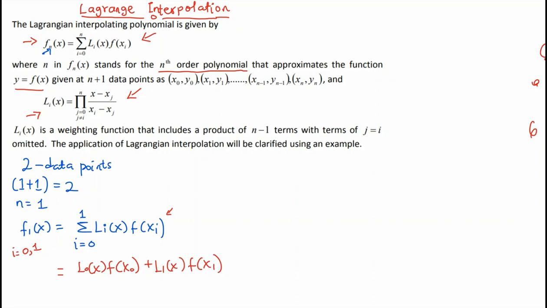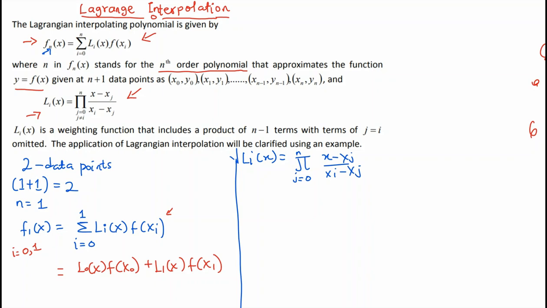At this point, all you have to do is find the weighing function. We are going to have two weighing functions here, L0 of x and L1 of x. Let's write down the general form of the weighing function, Li of x, which is equal to the product of x minus xj over xi minus xj, where j starts from 0 and goes to n. In this case, our n is equal to 1.